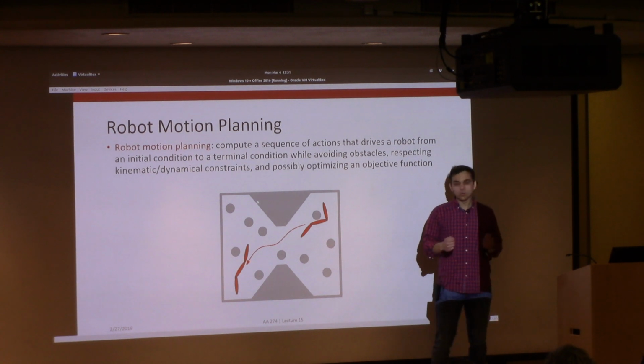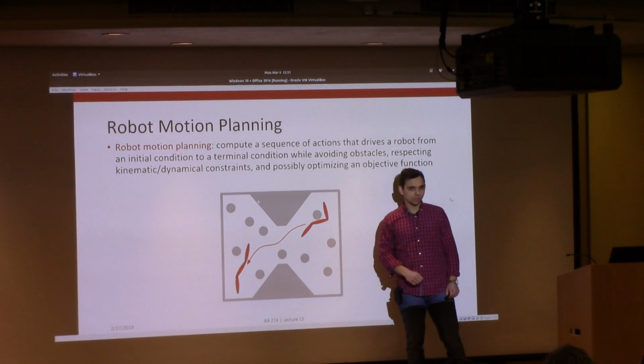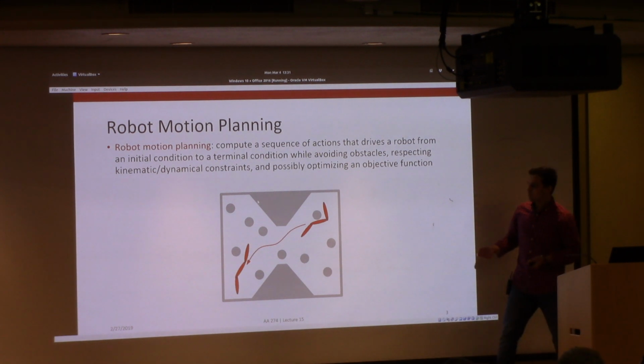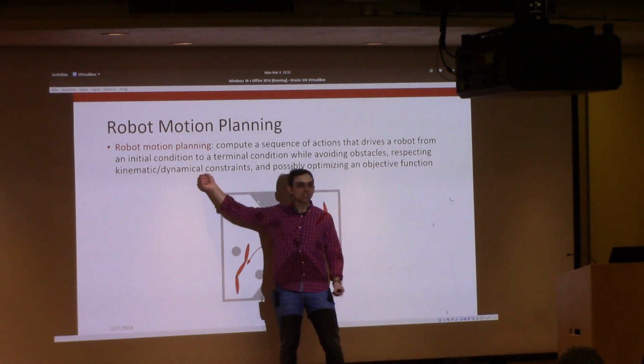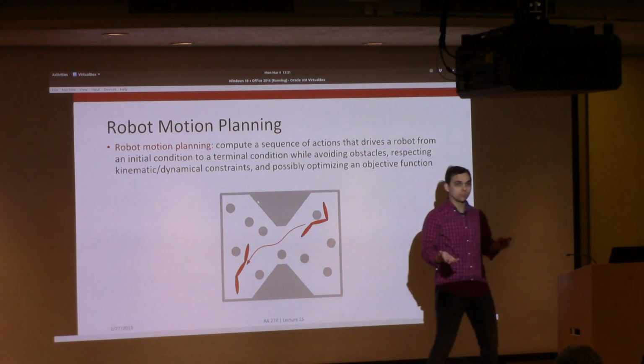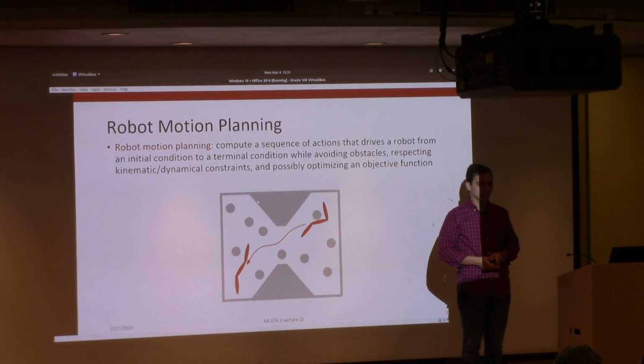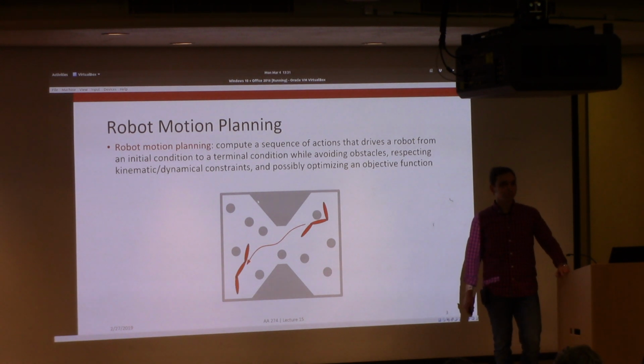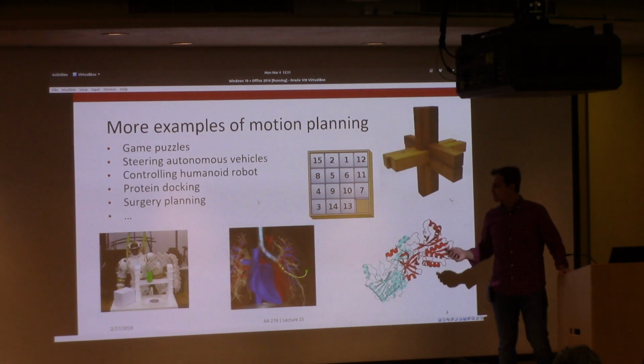It may also be collisions with itself if we have this type of robot. And we may also need to satisfy different kinematic or dynamical constraints that are induced by the robotic system with which we're working. Okay, so this is the robot motion planning problem. Any questions so far? Okay.